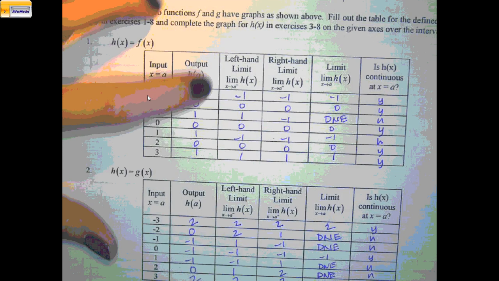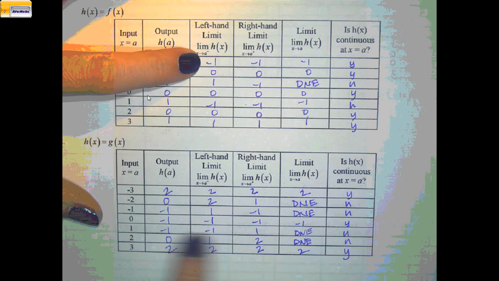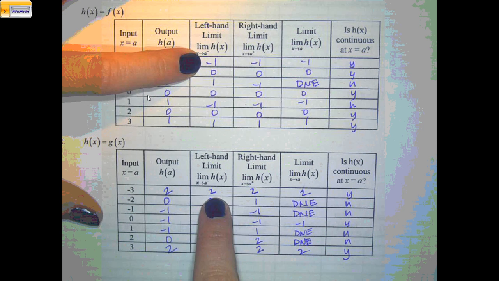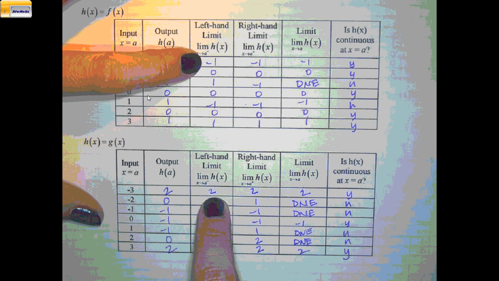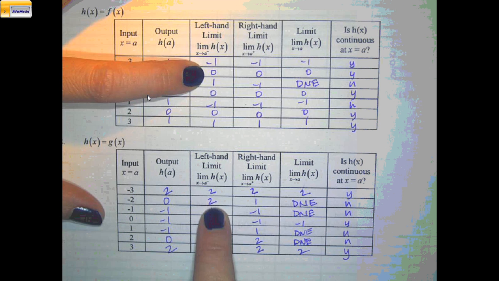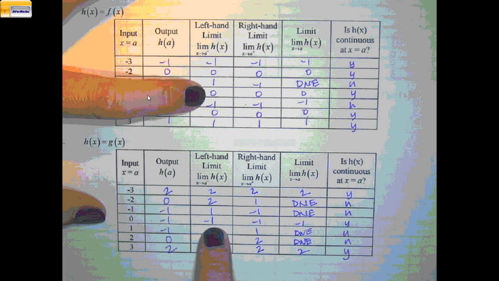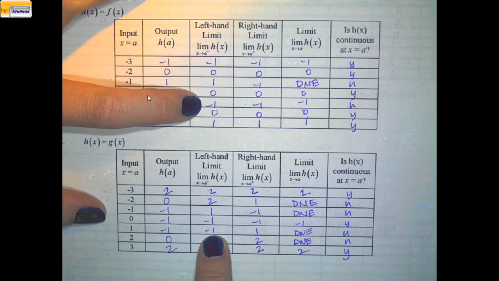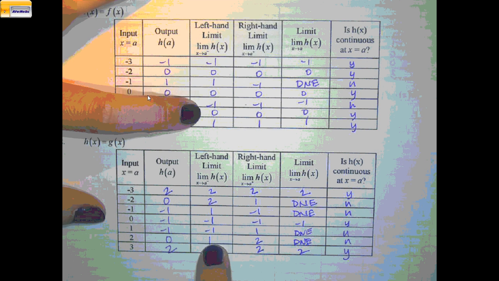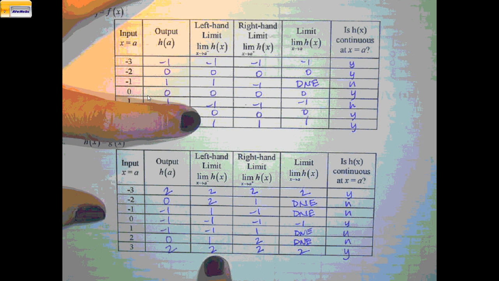So, for -3, the left-handed limit of f of x is -1. For g of x, it's 2. What's -1 plus 2? Write it down. 0 plus 2 is 1 plus 1 is 2. 0 plus -1 is -1. -1 plus -1 is -2. 0 plus 1 is 1. 1 plus 2 is 3.